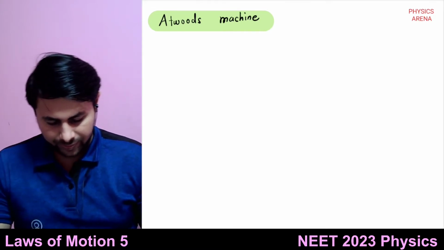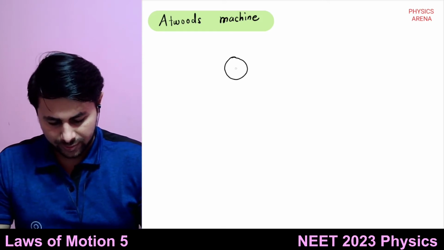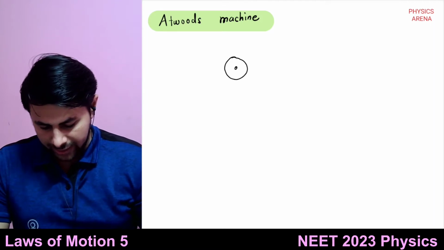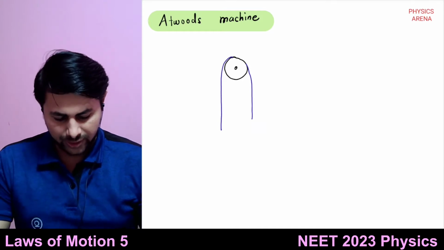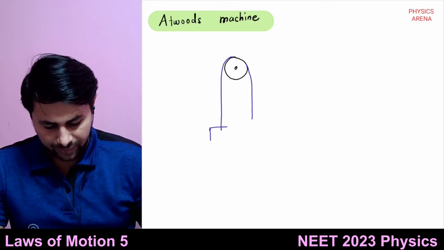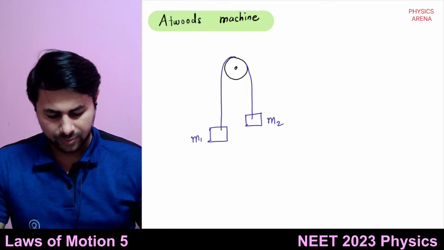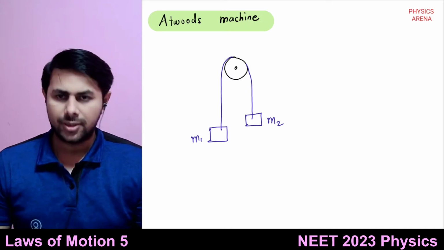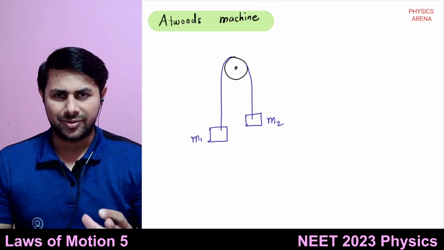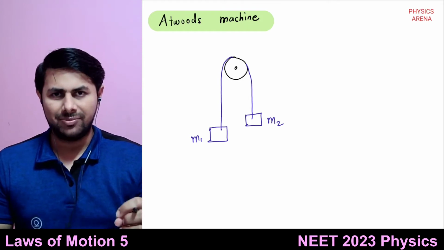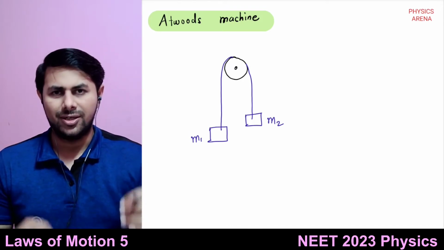So let's suppose we have a pulley. Okay, this is a pulley. It can rotate freely, and there is a string passing over this pulley. Okay, and there are two masses, M1 and M2. Now these two masses are initially held, and after some time, let's suppose they are left. So this system, starting from this configuration, is left.